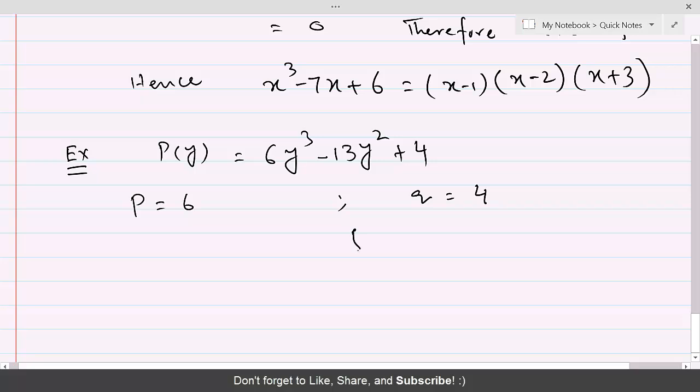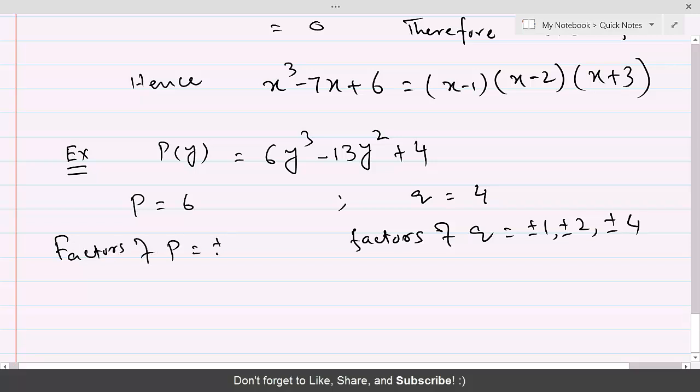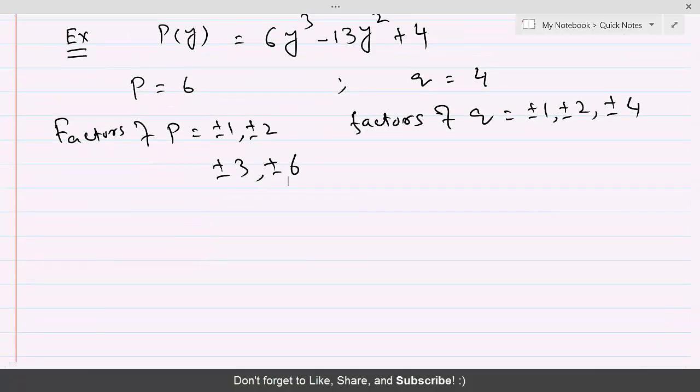So factors of q are plus minus 1, plus minus 2, plus minus 4, and factors of p are plus minus 1, plus minus 2, plus minus 3 and plus minus 6. Now we want the ratios, which are the possible roots.